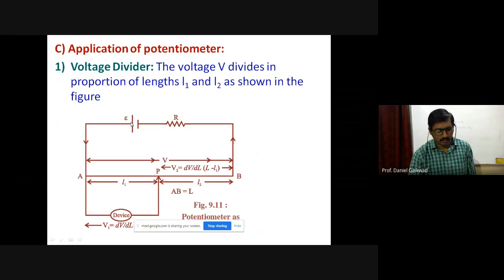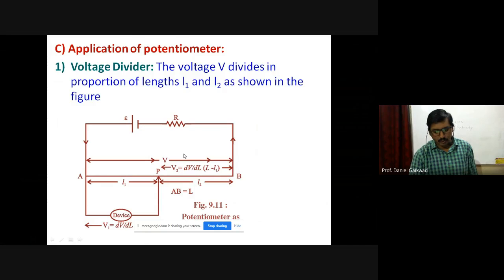A cell having EMF E, that is positive connected to A, negative of cell through resistance R connected to point B, and we have potentiometer wire between A and B here. Now from point A, a corresponding device will be connected to point P. So between A and P the length will be L1 and corresponding potential is V1 here. And similarly between P and B the length will be, suppose, L2 and corresponding potential, suppose, V2 here.